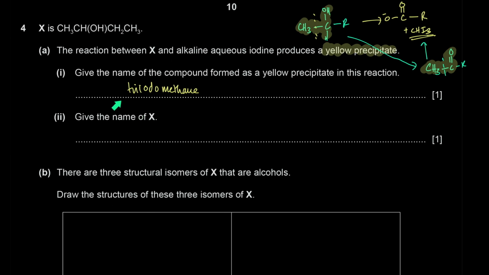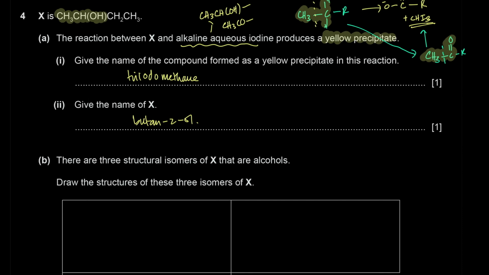Triiodomethane. What's the name of X? As we just mentioned, X is butan-2-ol. Again, this reaction is a test for either the CH3CH(OH) group or the CH3CO group. In this particular case, we had the CH3CH(OH) group. There are 3 structural isomers of X that are alcohols. Draw the structure of these 3 isomers of X.